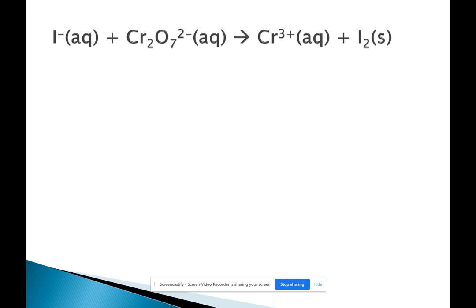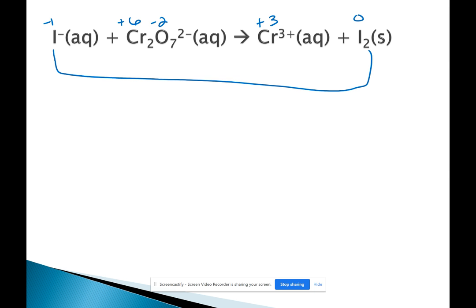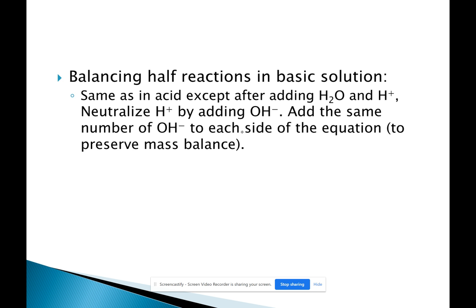So let's do another example here. Again, assign oxidation states so I can see what's going on. So my iodine is going from a -1 to a 0. So my iodine is getting oxidized. My chromium is going from a plus 6 to a plus 3. My chromium is getting reduced.